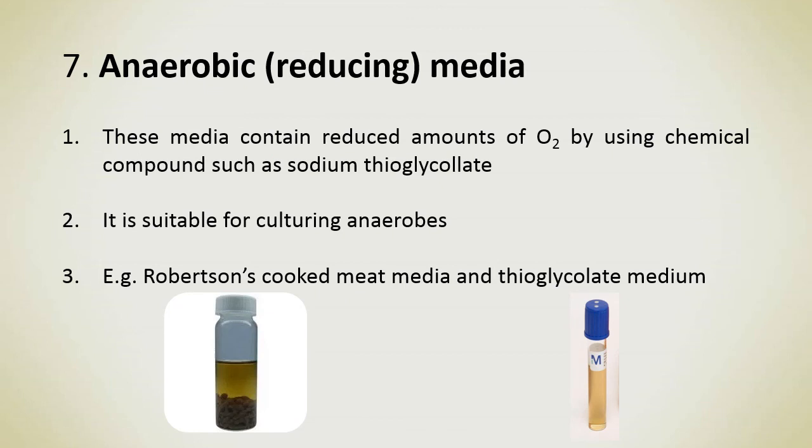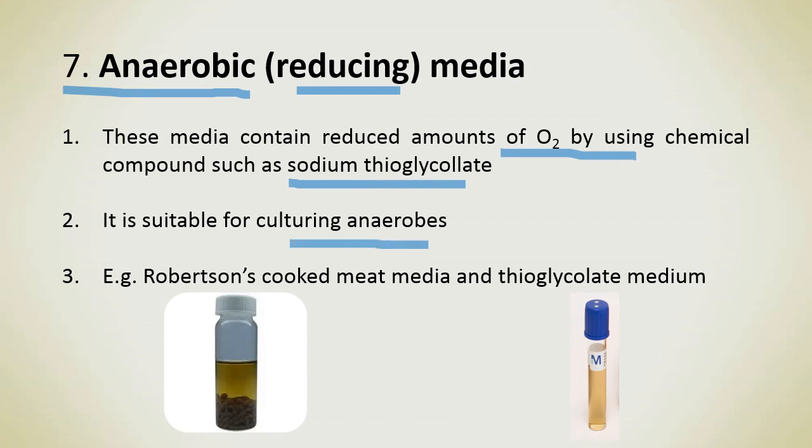Okay, the seventh one is the anaerobic media, also known as reducing media. This media contains a reduced amount of oxygen by using chemical compounds such as sodium thioglycolate, and it is suitable for culturing anaerobic bacteria. An example of this media is Robertson's cooked meat, which is actually made with meat, and also thioglycolate medium.